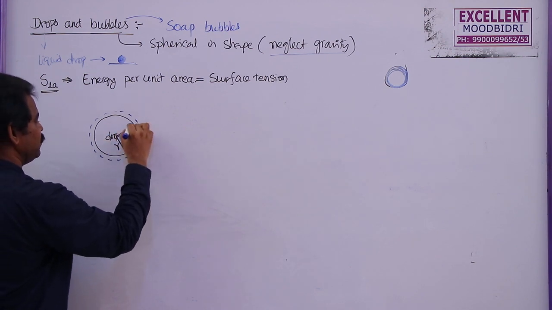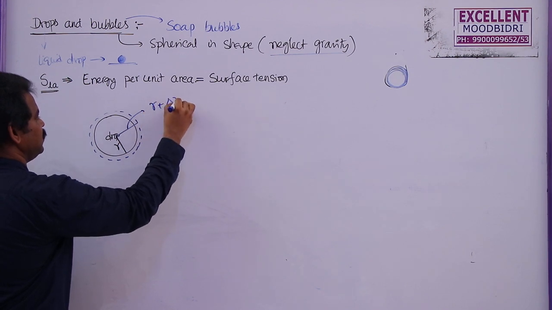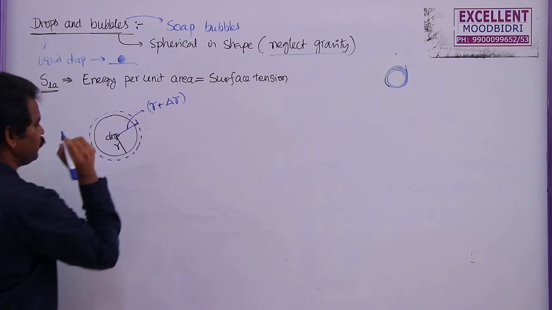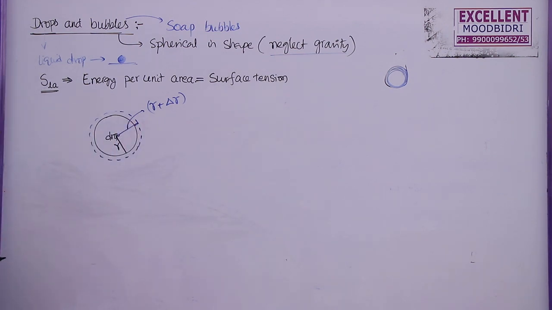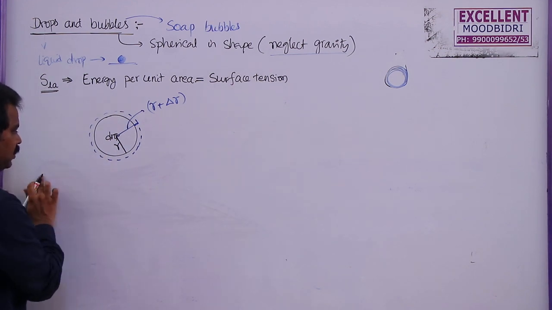And the new radius will be r plus dr, where dr is the change in the radius of this drop. From this we can write what is the work done.